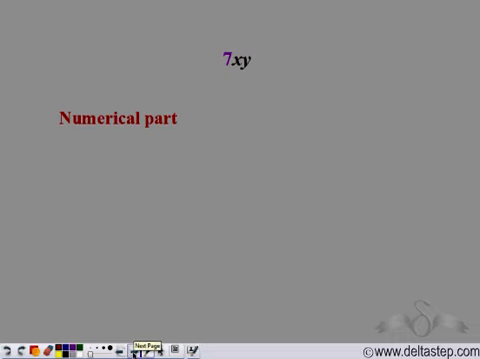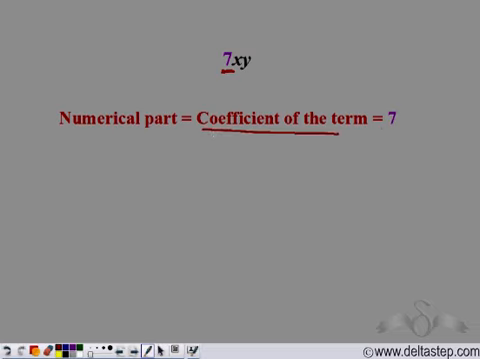Now consider the term 7xy. What is the numerical part of this term? 7. So the numerical part of this term is 7. Now there is a special name for the numerical part of a term. This is the coefficient of the term. So the numerical part of a term is called the coefficient of the term. In this case, the coefficient of the term is 7. So for the term 7xy, the coefficient or the numerical part is 7. It is also called the numerical coefficient.